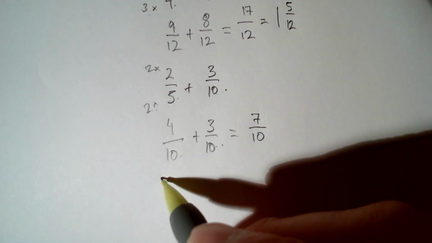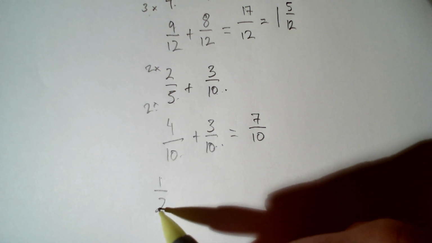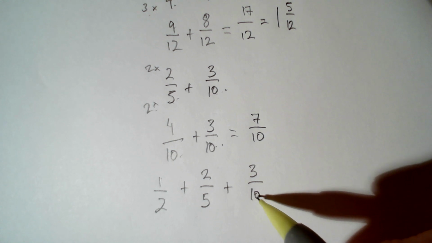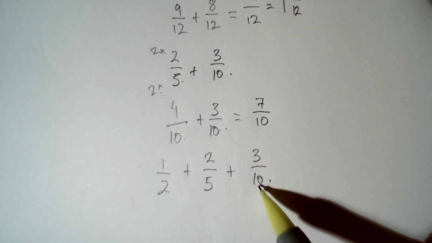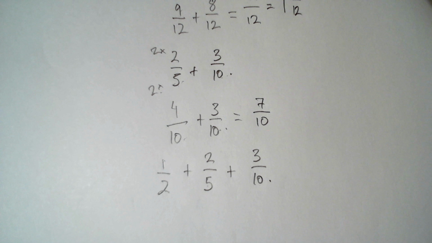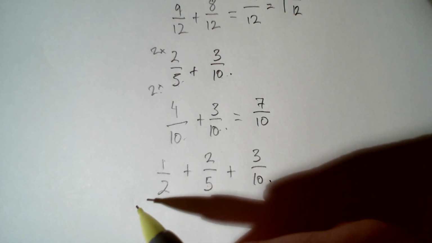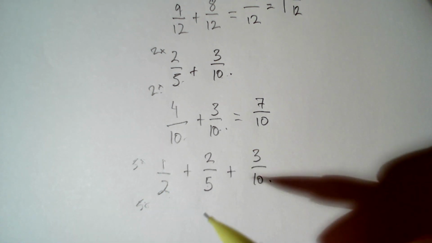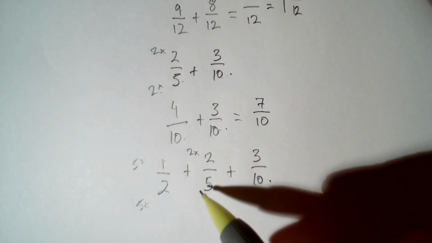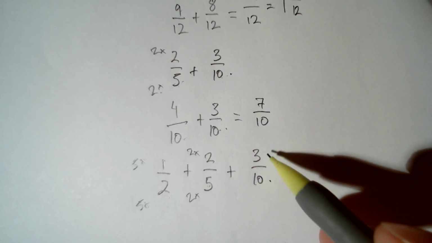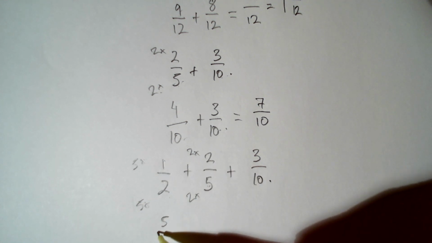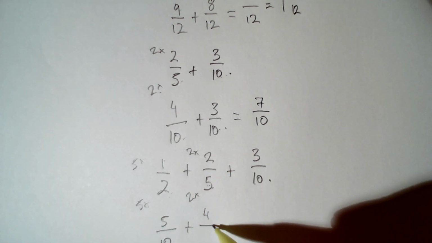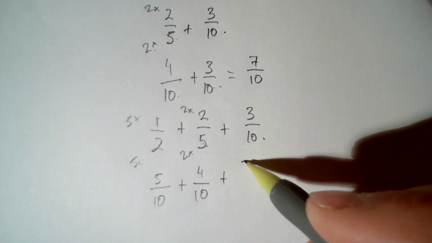In our last example, we are going to add a half plus 2/5 plus 3/10. So when we look at this one, all our denominators are different, but we can see that 2 divides into 10 and 5 divides into 10, so we can make use of that. So we can multiply above and below by 5. 2 divides into 10 5 times. We can multiply above and below by 2 because 5 divides into 10 2 times. Then we get 5/10 plus 4/10 plus 3/10.